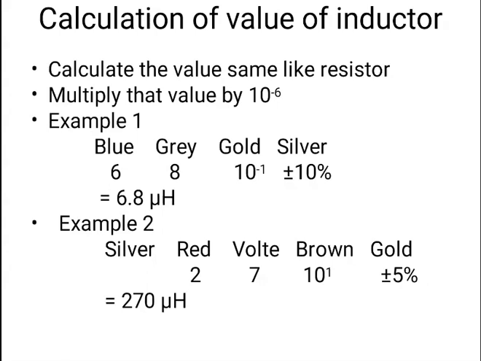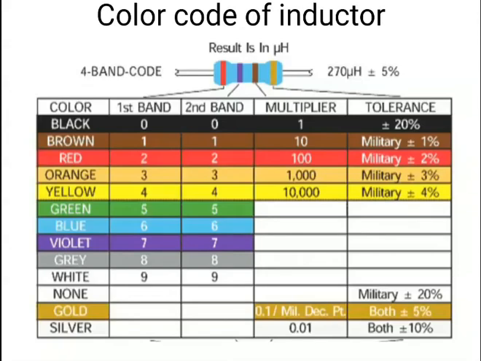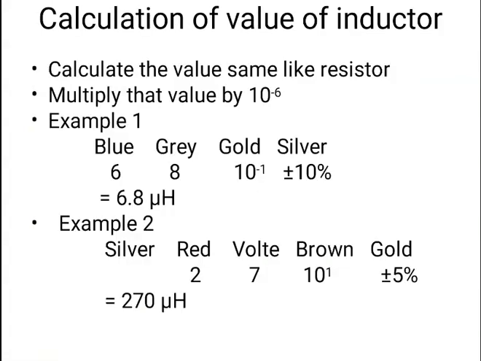And as I told you, we have to multiply it by 10 raised to minus 6, so 270 microhenry. The tolerance of gold, you can see in the last column, is plus or minus 5%. So 270 microhenry is the total value of the inductor if it has the color bands red, violet, brown, and gold.